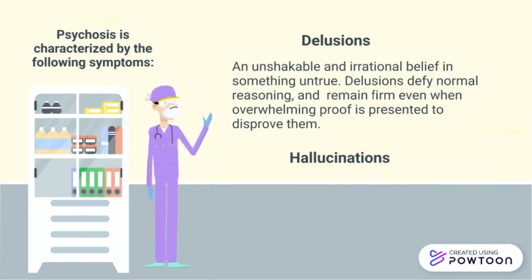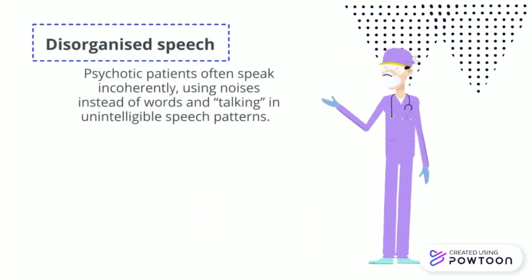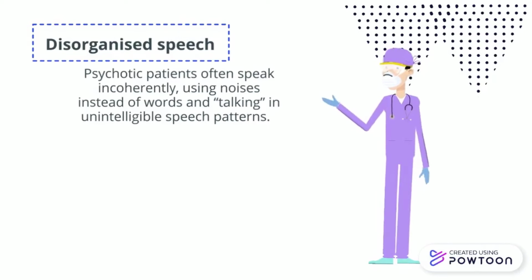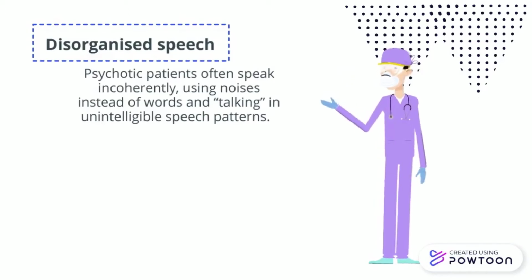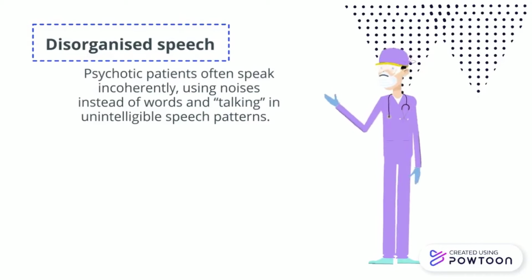For example, you might hear a voice that no one else in the room can hear or see an image that is not real. Disorganized speech. Psychotic patients often speak incoherently, using noises instead of words and talking in unintelligible speech patterns. This is a symptom that is mostly associated with thought or perception disorders. Disorganized speech is one of the main symptoms of certain forms of schizophrenia, although any condition that impairs thought can cause these symptoms.